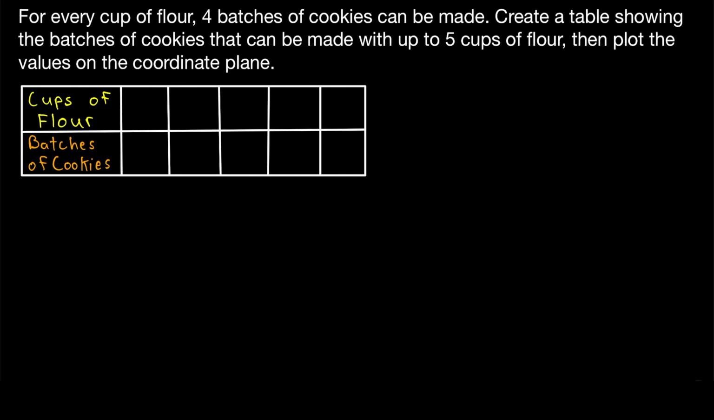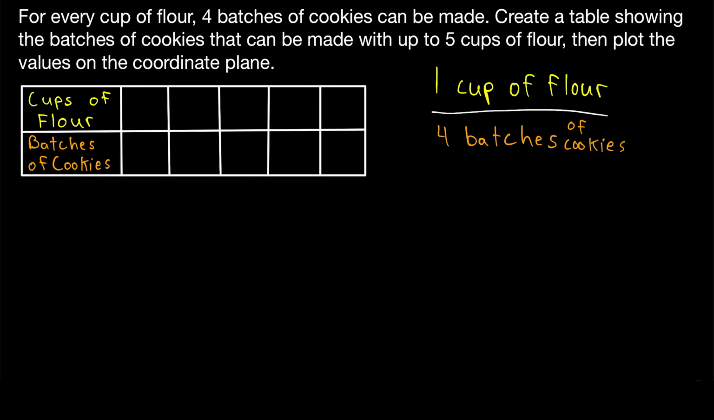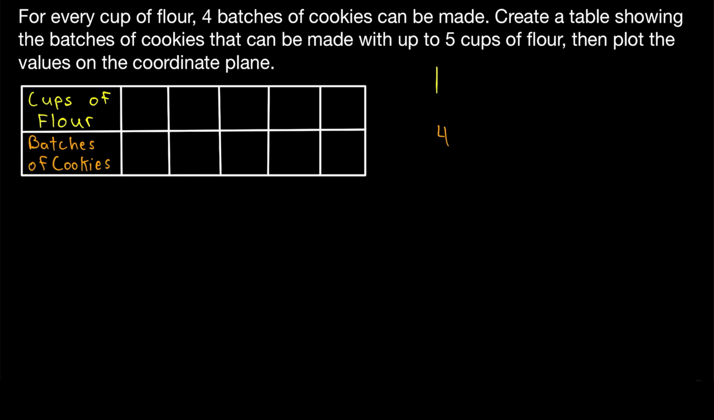Remember that a ratio is just a way of relating two quantities. In this problem, we're given a ratio that with 1 cup of flour, we can make 4 batches of cookies. And oftentimes, if we already know the quantities being related, in this case cups of flour and batches of cookies, we don't have to write the units every time. So we might write this ratio in a more compact form as just 1/4.